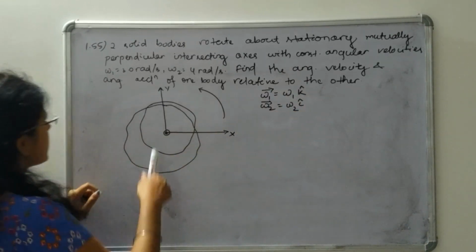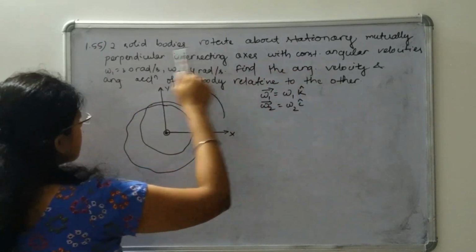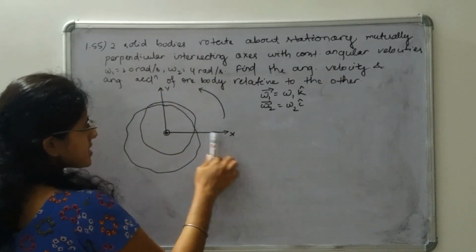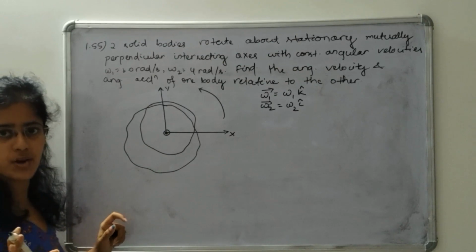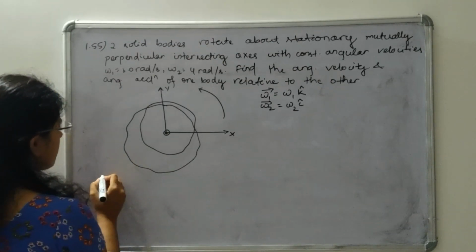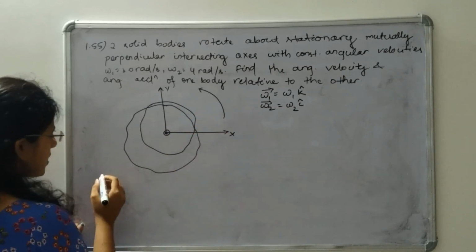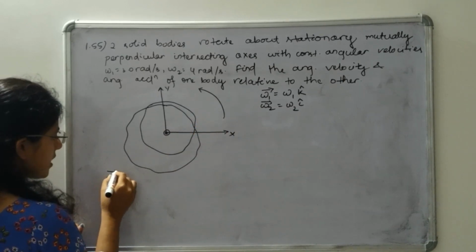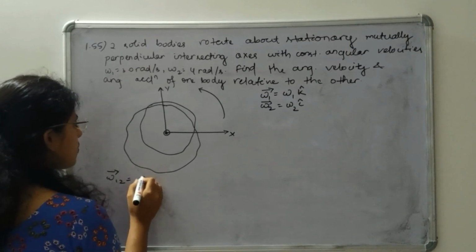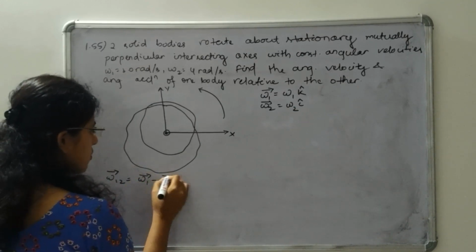Okay. So it is saying that about stationary mutually perpendicular intersecting axes. That means x and z are mutually perpendicular as well as intersecting axes. Okay. So first we have to derive the relative angular velocity. That means omega 1 2 vector. So omega 1 2 vector is omega 1 vector minus omega 2 vector.